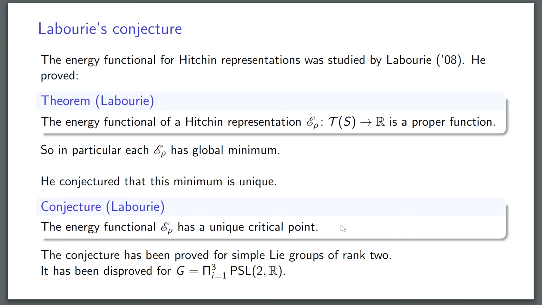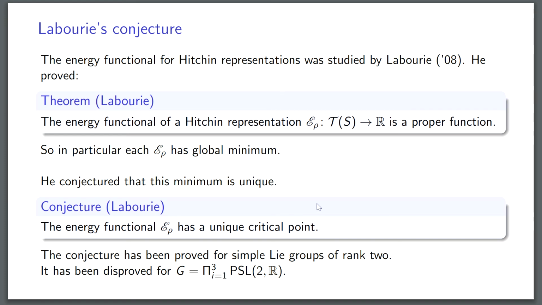And this conjecture has been proven for simple Lie groups of rank 2, and it has recently been disproven for a particular Lie group, namely 3 copies of PSL2R. But other than these quite specific examples, we know nothing about whether the conjecture is true. But let me mention why it would be nice to have a confirmation of this conjecture.